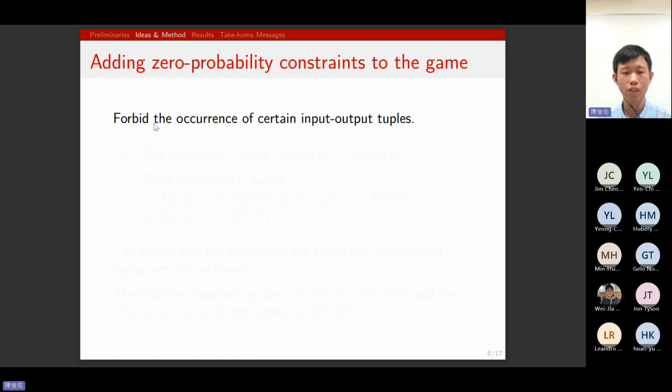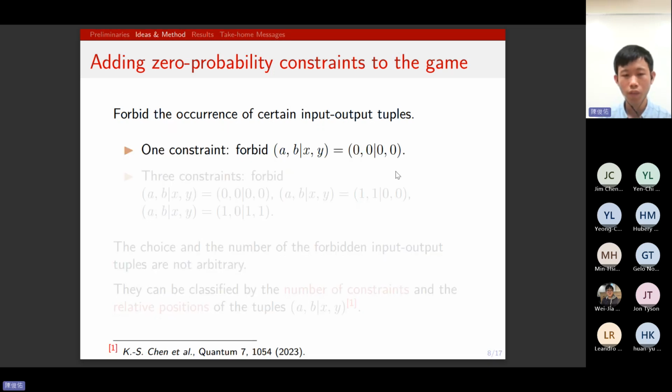The easier way to think about the zero probability constraint is: for certain input and output combinations, we want to forbid them from being observed in the experiment. For example, the simplest one constraint case is, given the input x, y both equal to zero, we want to forbid both outputs A, B equal to zero, we want to forbid this input output tuple to occur in the experiment.